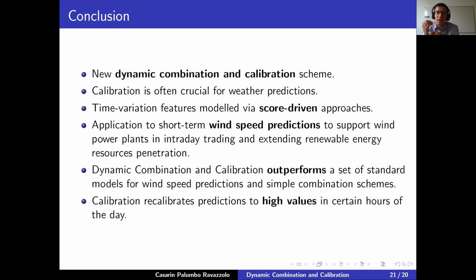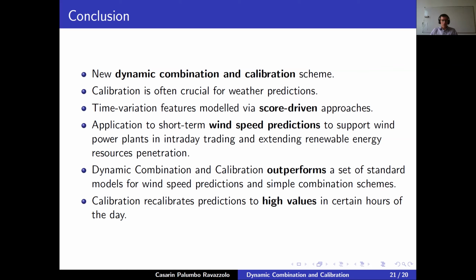Then we have an application, and we think that calibration is crucial for weather predictions, in particular for the wind, where you want to know if the probability of being in high wind speed is high or low. It's not just the amount of wind, because with wind above 10 meters a second, whether it's 10, 20, or 25 is irrelevant, because in any case the windmill will move. So the important element is whether or not there is wind.